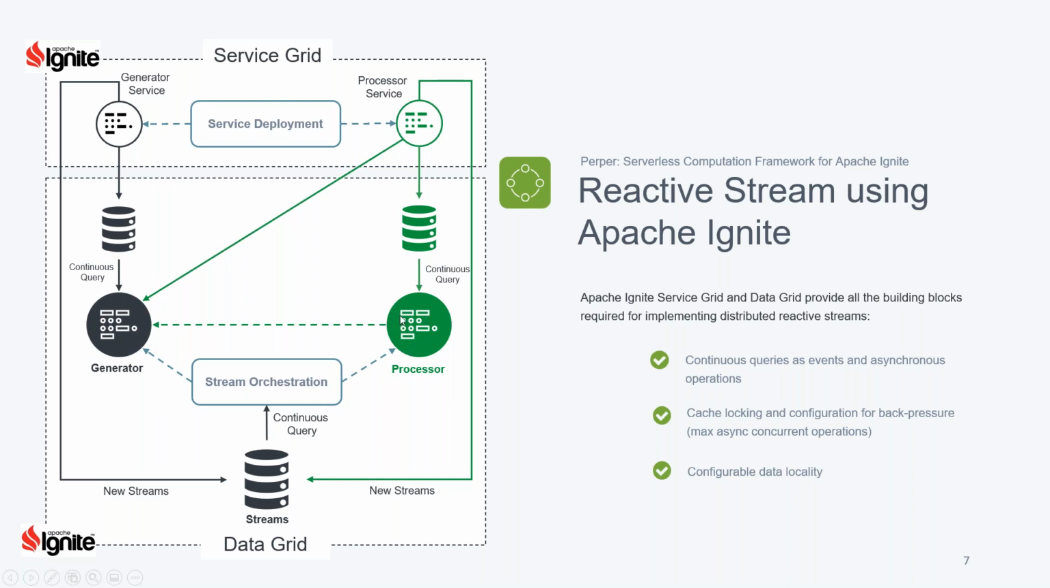Another important aspect is that every stream consists of two building blocks. The first one is an Ignite cache that holds the output of the stream. The second one is an Ignite service that is doing the serverless computation associated with the actual reactive stream. The way we implement this in Apache Ignite is that when a stream is created, it indirectly deploys a service into the Apache Ignite service grid, and then it starts observing changes in the cache by using continuous queries.